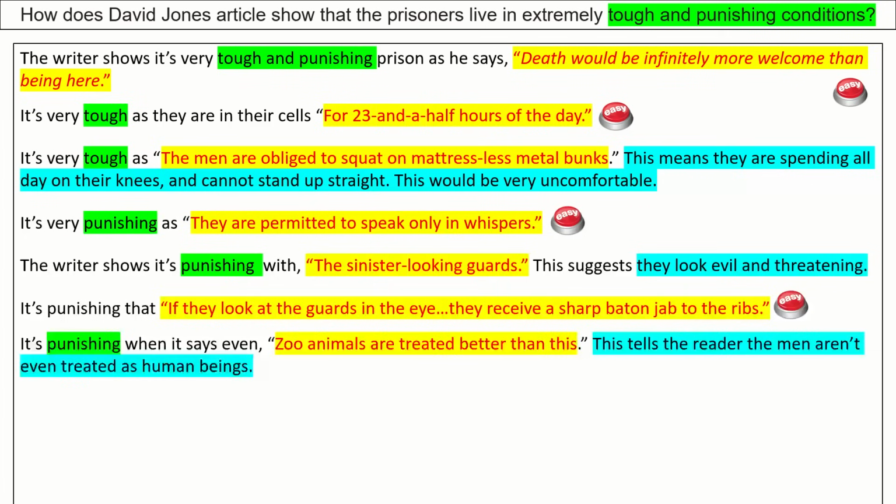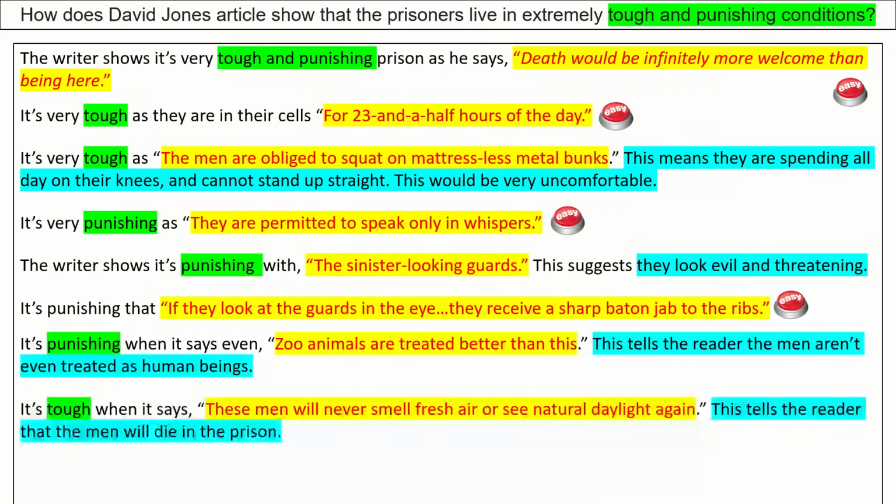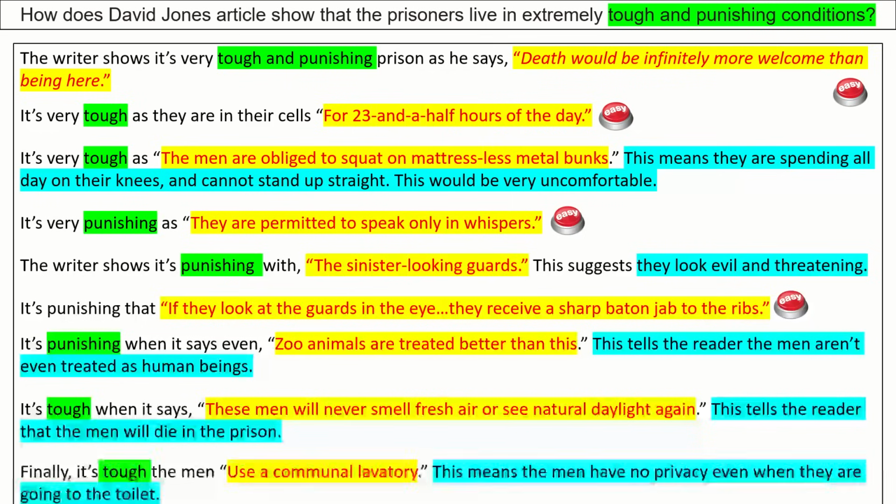It's punishing when it says zoo animals are treated better than this. This tells the reader the men aren't even treated as human beings. It's tough when it says these men will never smell fresh air or see daylight again. This tells the reader the men will die in prison. Finally, it's tough the men use a communal lavatory. This means they have no privacy even when they're going to the toilet.